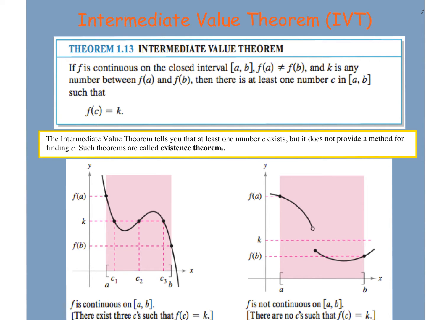If f is continuous on the closed interval [a, b] where f of a doesn't equal f of b, and if k is any number between f of a and f of b, then there is at least one number c in [a, b] such that f of c equals k.